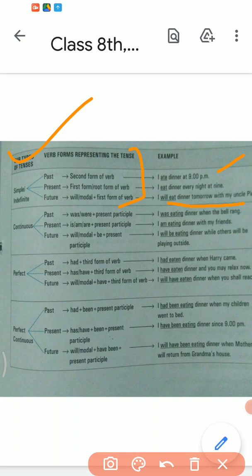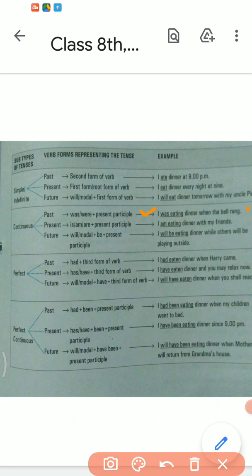Now see the second, continuous form. In past continuous form, we will use was or were plus present participle. Present participle here means the fourth form of verb, which is the first form of verb plus ing. Here the example is given: I was eating dinner when the bell rang.